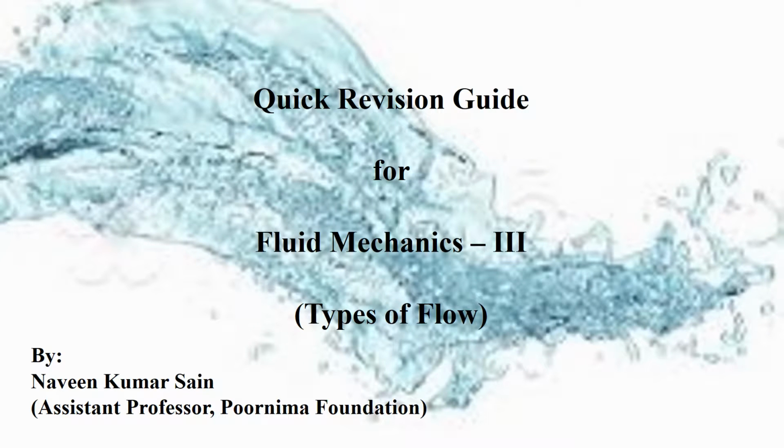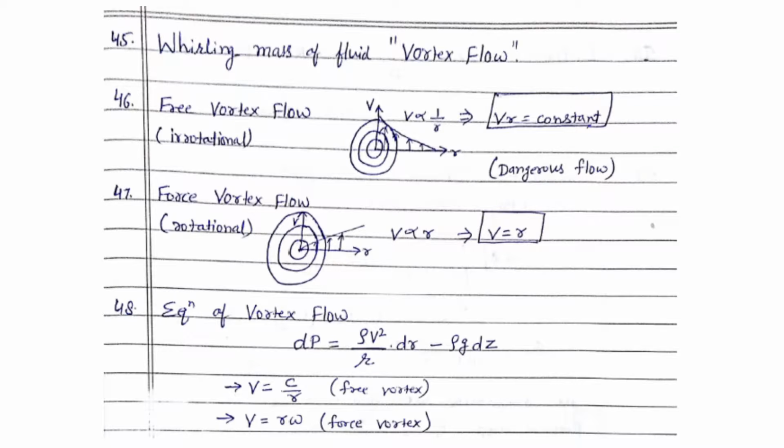This is part three of the quick revision guide of fluid mechanics. In this, we will discuss the types of flow. Now, the first one is vortex flow. If the bulk mass of the fluid is rotating about an axis, then this flow is known as vortex flow.